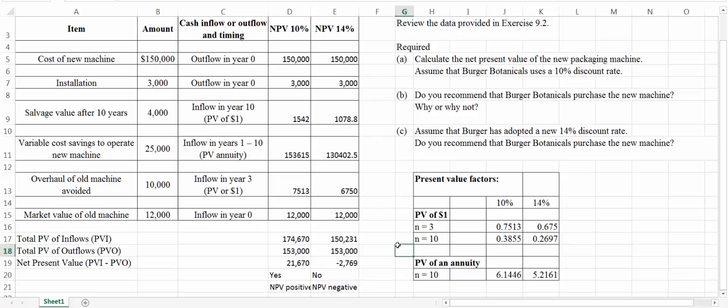If it's negative, what that means is the return is less than our required return. Our required return in this case is 14%. So we know that the actual return, if we calculated the internal rate of return, it would be somewhere between 10 and 14 because we know it's higher than 10 and it's less than 14. Remember that if it's exactly 0, then your return is the same as your discount rate.